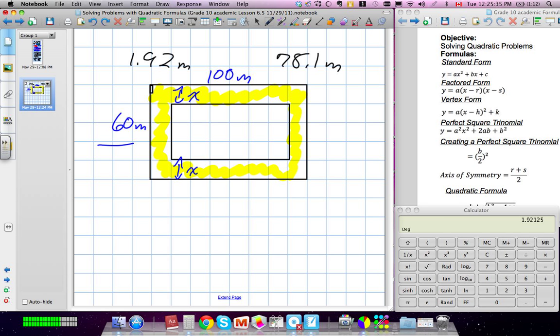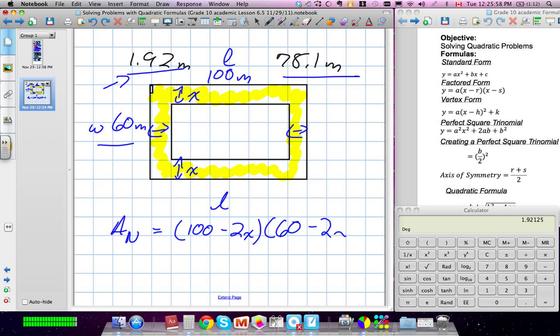Let's test our other answer as being the x value. Okay? Remember our length and our width for our new area. Our length was 100 subtract 2x, where this is our x value, and 60 subtract 2x for the width. Our area needed to be 5,400 roughly. Okay, remember we rounded this number, so it may be a few decimal places off. Let's find out. 100 subtract 2 times 1.92, and 60 subtract 2 times 1.92.